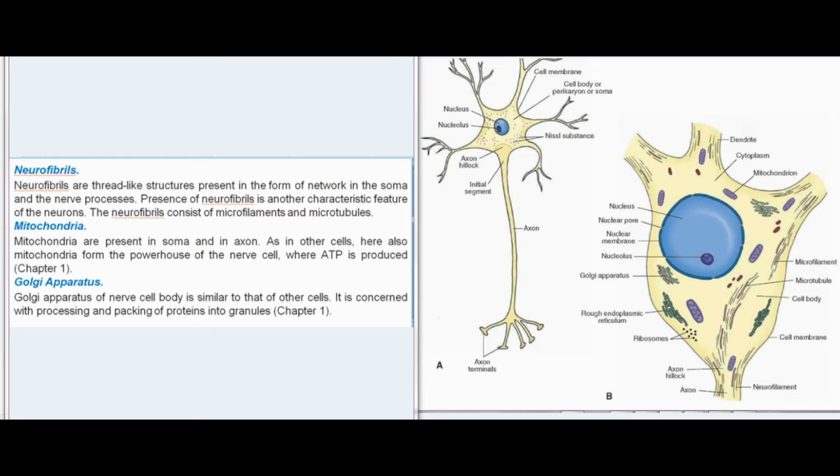Neurofibrils are thread-like structures present in the form of a network in the soma and the nerve processes. Presence of neurofibrils is another characteristic feature of the neurons. The neurofibrils consist of microfilaments and microtubules.